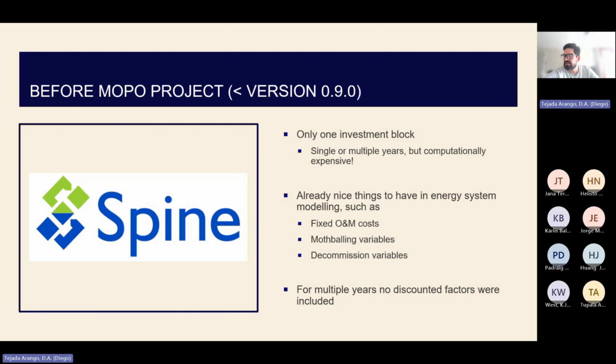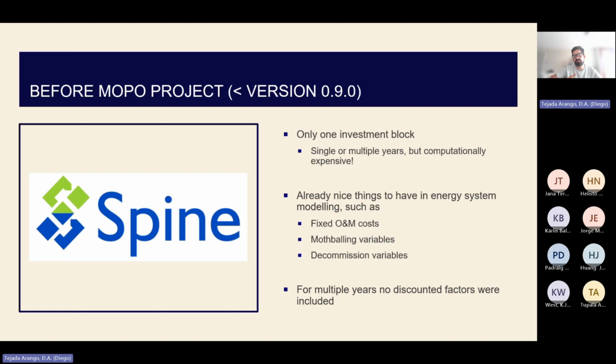So the first thing that I wanted to mention is, before the Mopo project, what we had in SpineOpt. This is before version 0.9, just to make a reference. What do I mean by before the Mopo project? There was only one investment block. That was kind of flexible in the sense that the investment block could represent a single year or multiple years, but it was only one investment block.